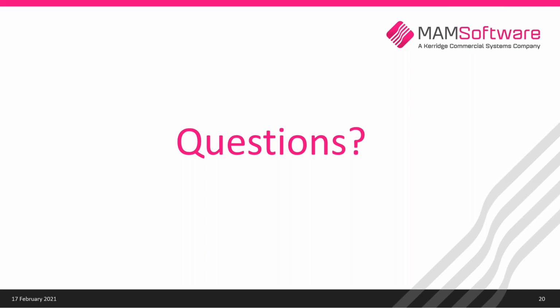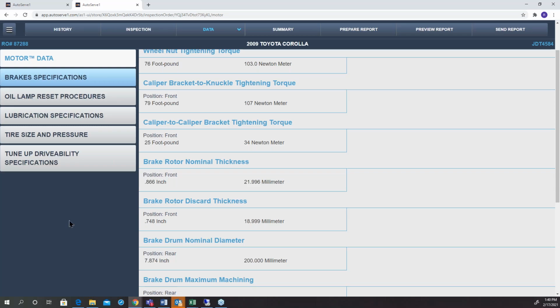It also looks like Galen had a question asking, can you tell me what the motor's discard spec? So we do show that. Let me share my screen again here. John, can you give me the ability to do that? Yep. A second. Monitor 2. So now you should be able to see here.